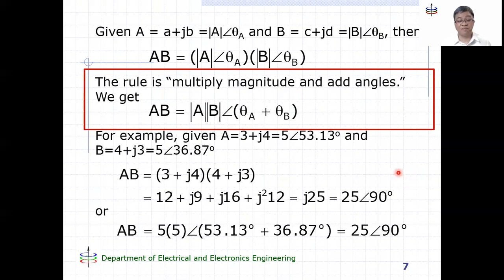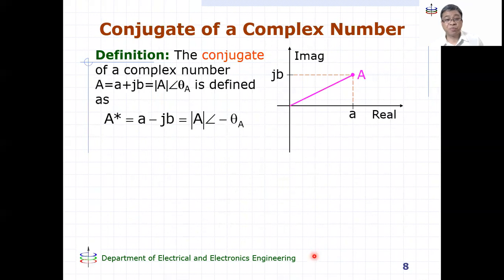Before we proceed with division of complex numbers, let's introduce another concept, which is the conjugate of a complex number. By definition, if the complex number A is A plus JB, or magnitude A angle theta, the complex conjugate of A is simply equal to A minus JB, or magnitude A angle negative theta. In the figure, it looks something like this. If that's your complex number A along the Cartesian plane, A conjugate is located right down here. The imaginary component is now negative. The angle is this time negative as well. The real component did not change, the magnitude did not change. So that's the definition of the complex conjugate of a complex number.